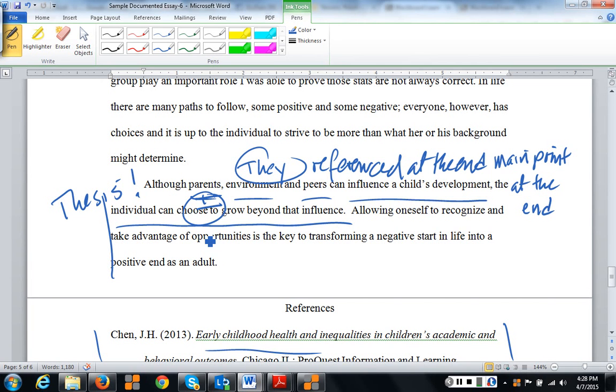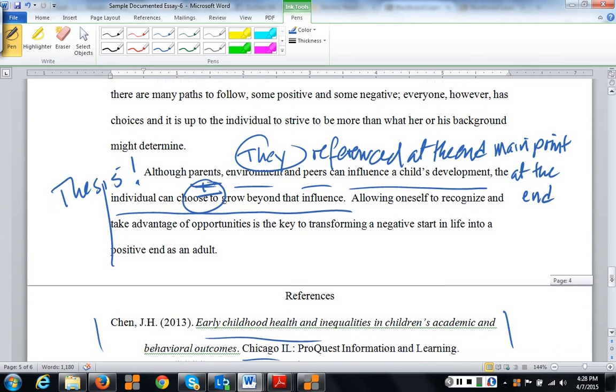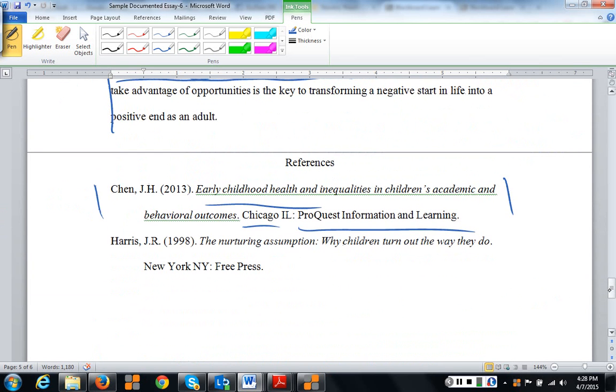I want to conclude this little talk here, folks, with a look at the list of references. Very important. You're going to need to get this right in your own documented essay and then also in your research paper. First of all, your list of references is always headed references, not, don't make this mistake, not bibliography. Okay, it is not a bibliography, it is a list of references.